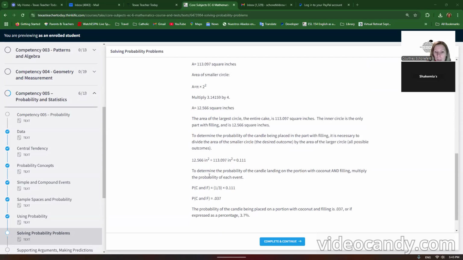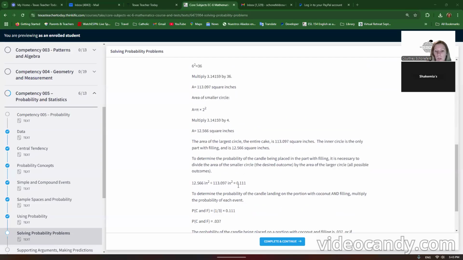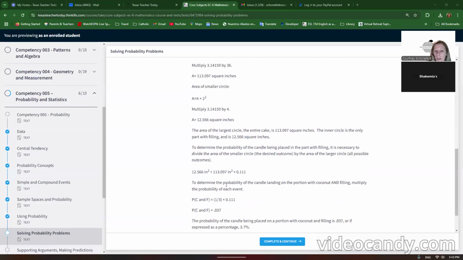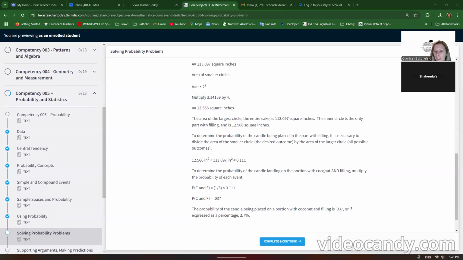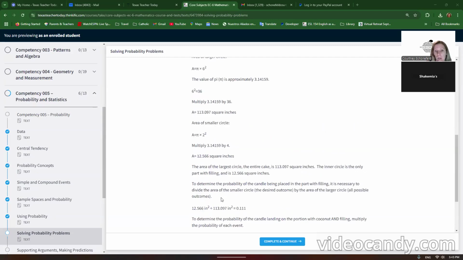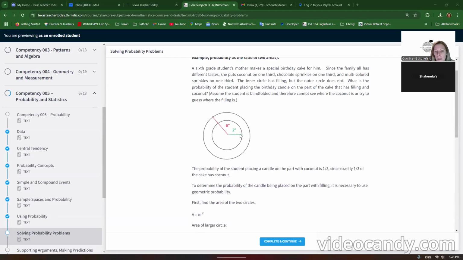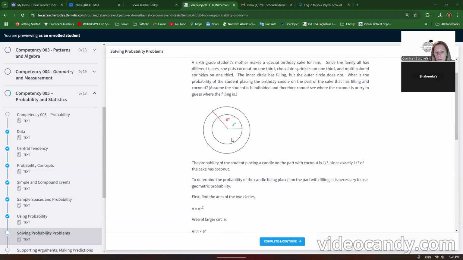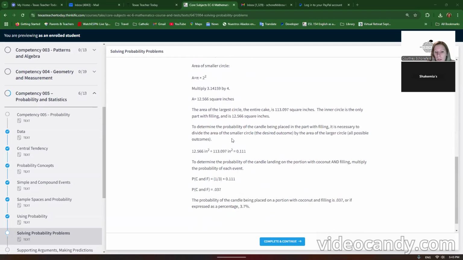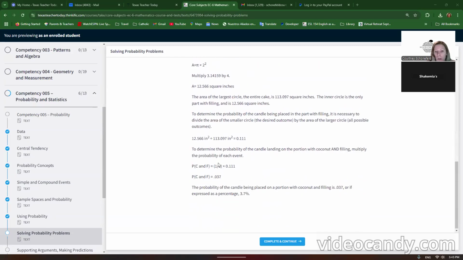Okay, but this is the next step. So that's 0.111. But we know that only 1/3 of it has coconut, right? So we have to multiply that by 1/3, and then we get 0.037. So see how first we find the area of the large circle, then the small circle, then we divide those two, and then we multiply by 1/3 because only 1/3 of it had the coconut on it.